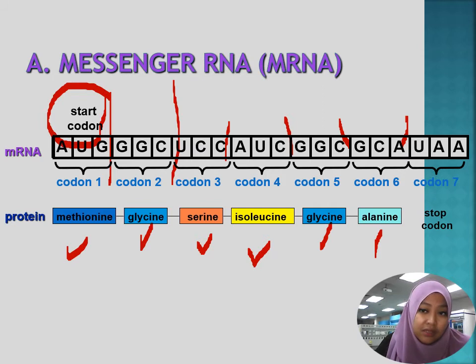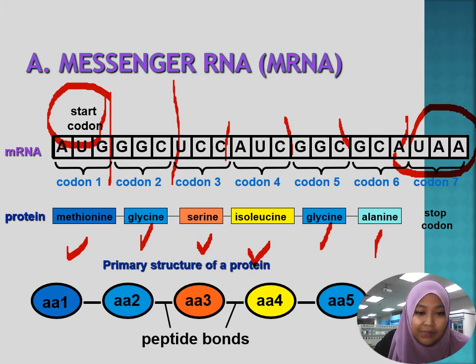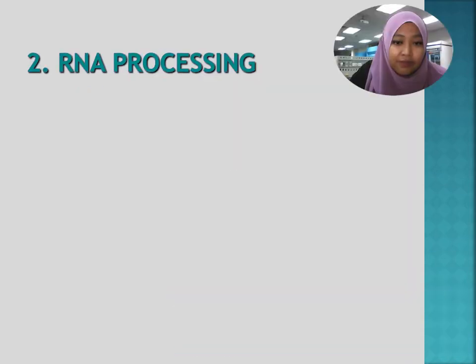Remember, these do not stand for any amino acid, meaning they are stop codons: UAA, UAG, and UGA. The genetic code table given to you is for the mRNA, so you have to read from the mRNA. This is an example of the amino acid being carried by the transfer RNA, which has the anticodon.